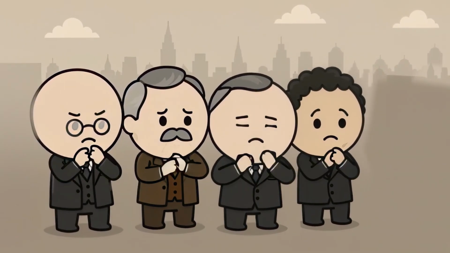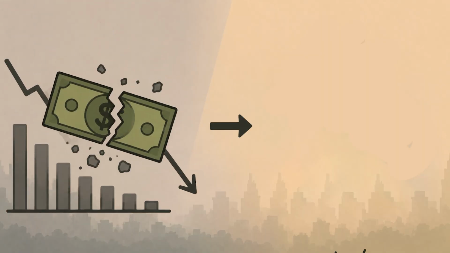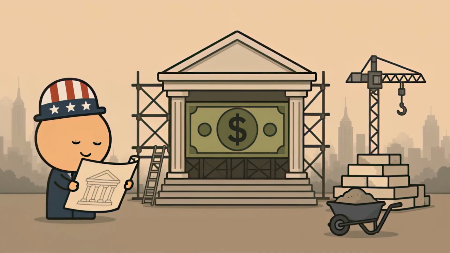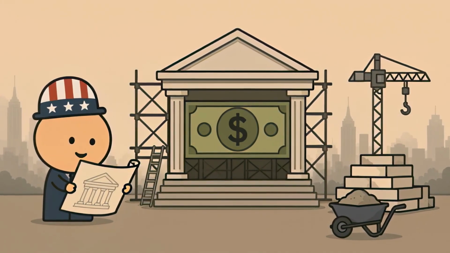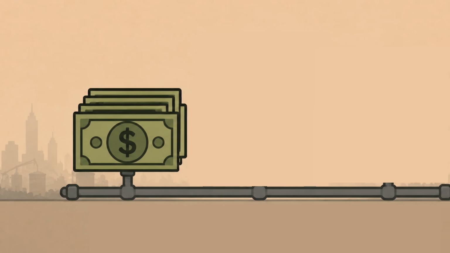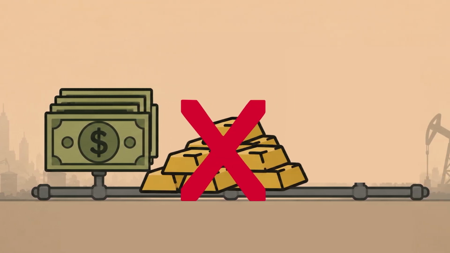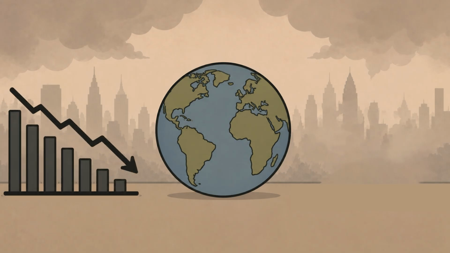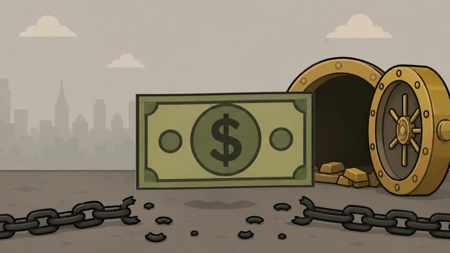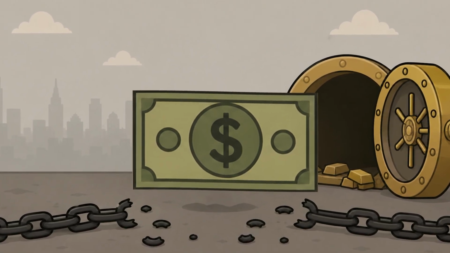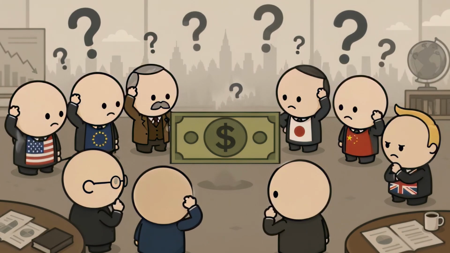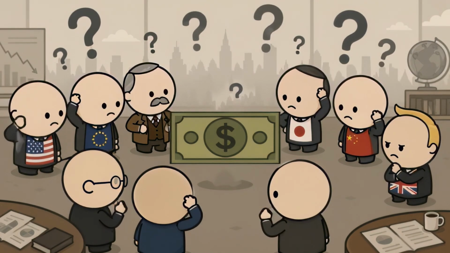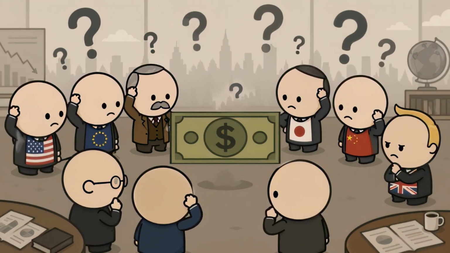Instead, something unexpected happened. The dollar survived, and soon it became even more powerful than before, because America was already preparing a new foundation for its currency. One built not on gold, but on oil. But replacing gold with oil wasn't automatic. The dollar had lost the very thing that gave it credibility for decades. So the question became, what could convince the world to keep using dollars if those dollars could no longer be exchanged for gold? The answer arrived during another global crisis.